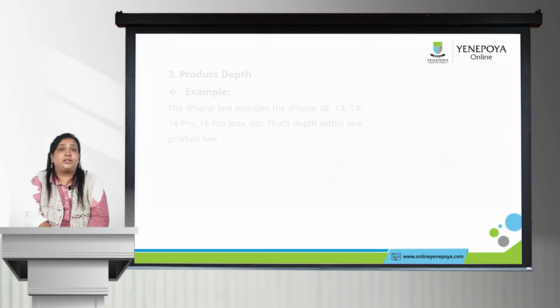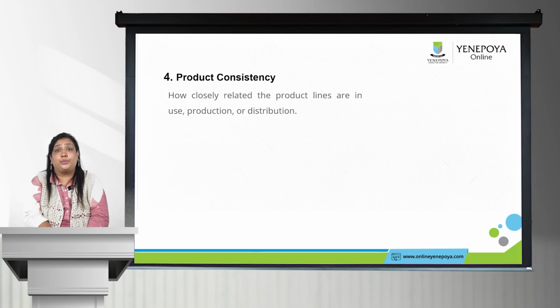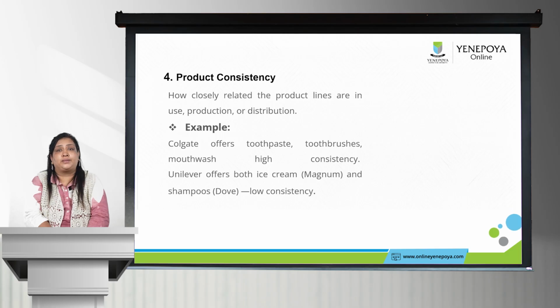And the fourth category is product consistency. How closely related the product lines are in use, production, or distribution. Example, Colgate offers toothpaste, toothbrushes, mouthwash, high consistency. Unilever offers both ice creams and shampoos like Dove, and it is low consistency.